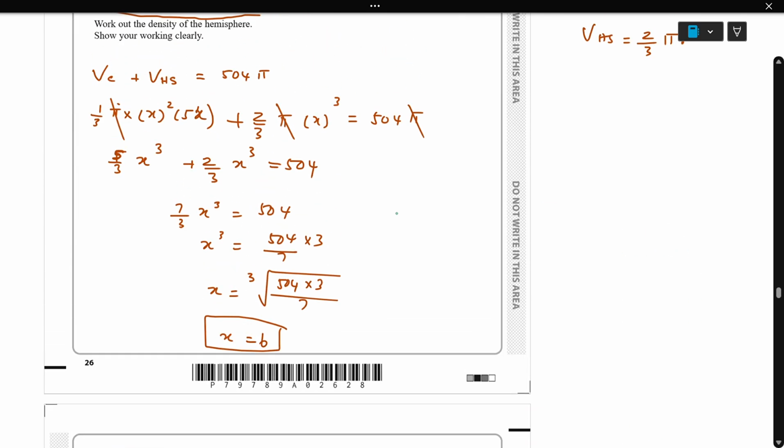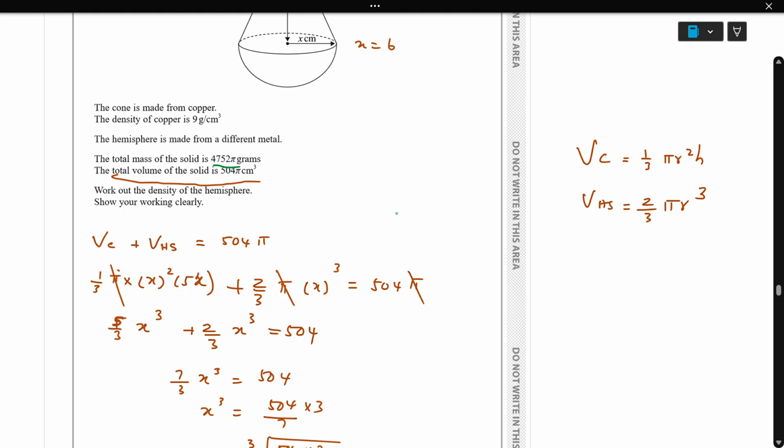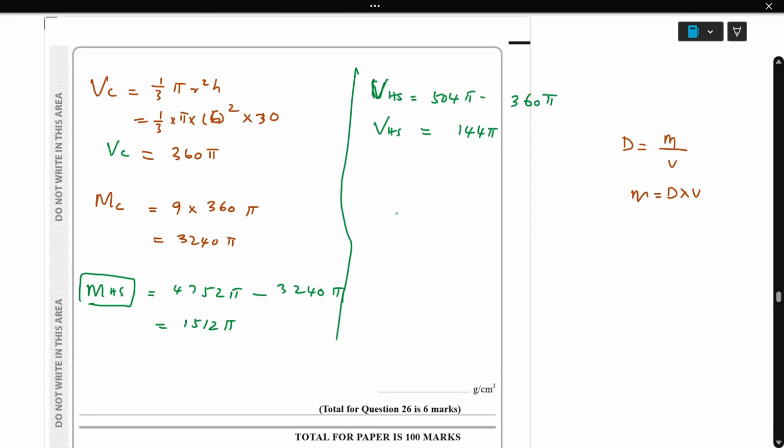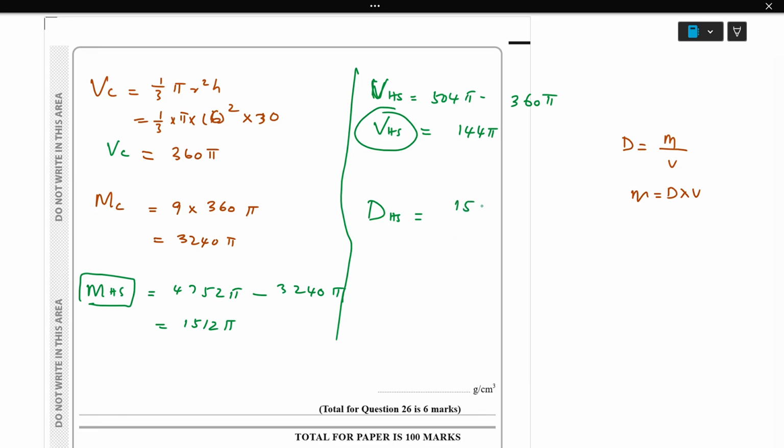Now what we need to find is the density of hemisphere. We have volume and we have mass, so we can find the density. Density of hemisphere equal to mass over volume. So mass is 1512 pi over volume 144 pi, which is going to be 10.5. The final answer is 10.5. That is the density of hemisphere.